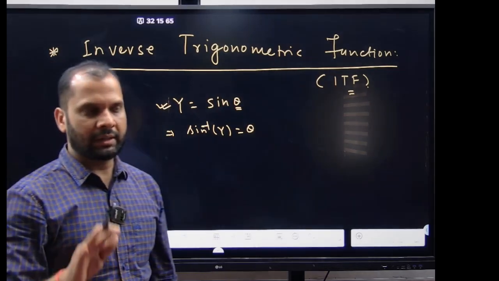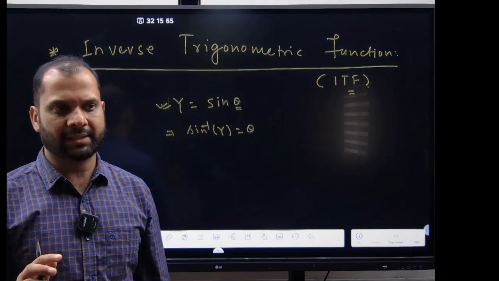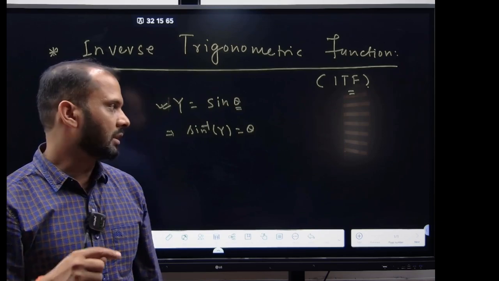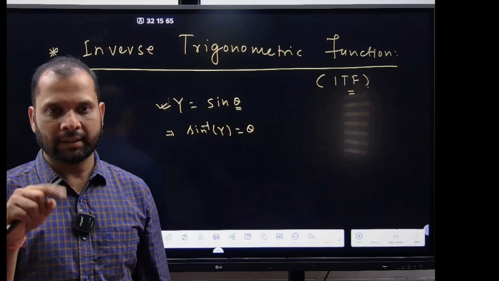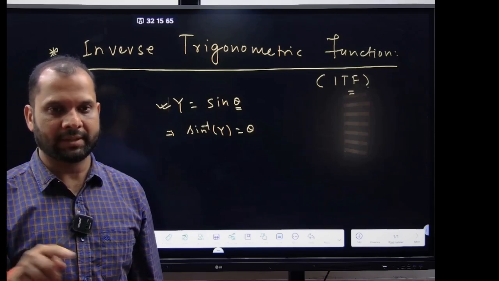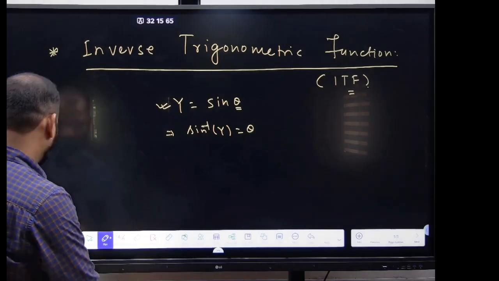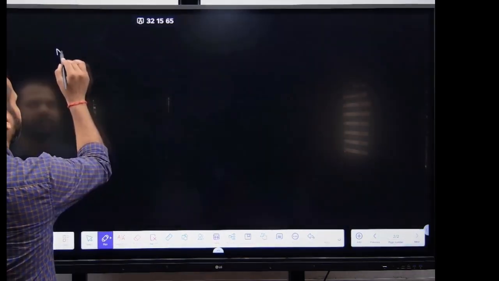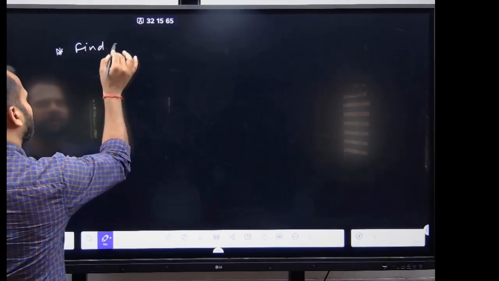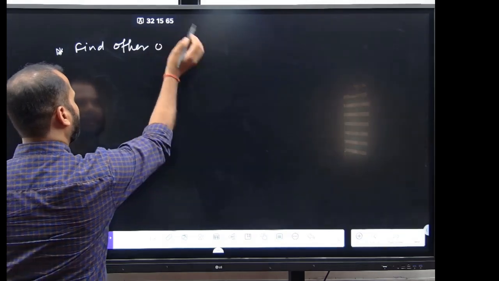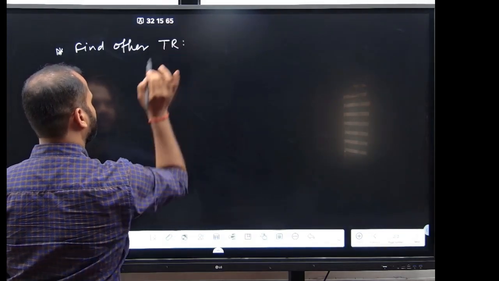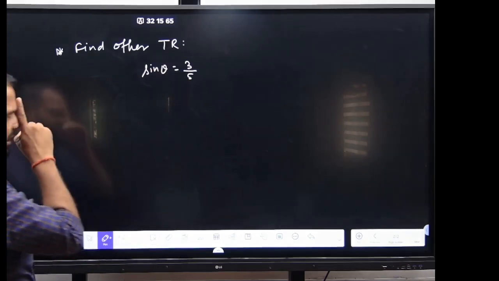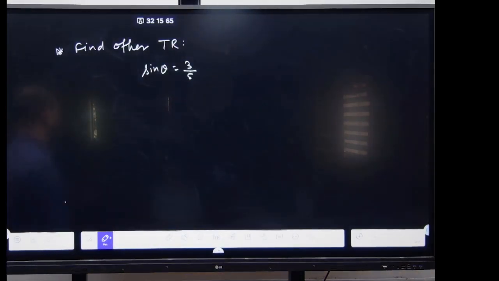So, in trigonometry how many trigonometric ratios do we have? 6: sin, cos, tan, cosecant, secant and cot, right. And how are these correlated? You make a right angle triangle, theta will be there, perpendicular, base and hypotenuse. Yes or no? So, if I give one of the trigonometric ratios, can you calculate the other trigonometric ratios? So, write down, find other trigonometric ratios. For example, if you have sin theta is equal to 3 by 5. Now, can you tell me what are the other trigonometric ratios? How to write other trigonometric ratios?